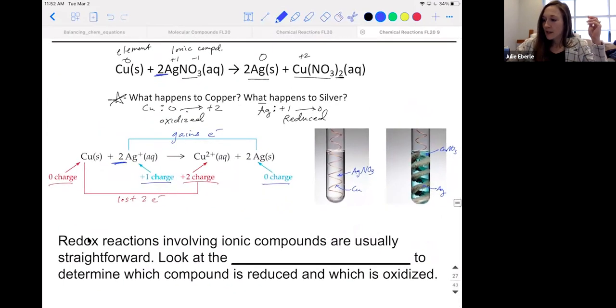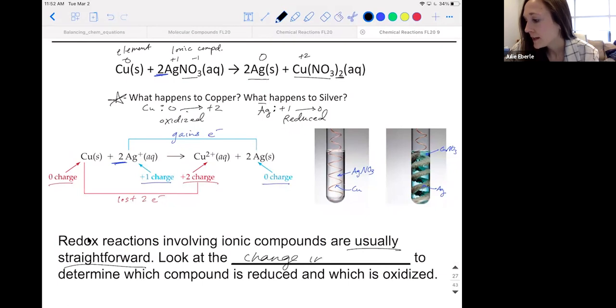All right, so redox reactions. How many of you agree with this statement? They're usually straightforward. Do y'all think they're straightforward? No. They are not necessarily straightforward, but when you understand oxidation and reduction at the basic level, you can always find something that is increasing in charge, something that's decreasing in charge. So you're looking at the change in charge, right, to determine which compound is oxidized and which one's reduced.